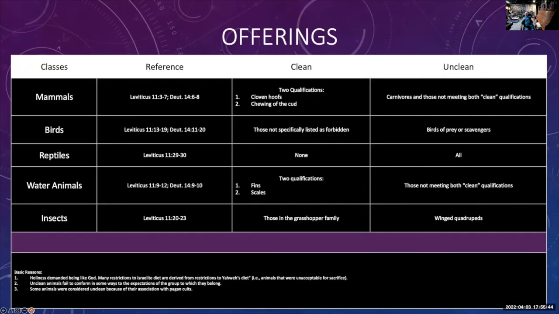offerings for animals, clean and unclean animals, mammals, birds, reptiles, water animals, and insects. Passages that refer to them, and then whether they're clean or not, how to determine if they're clean or not. We see that like all reptiles, for example, are unclean. Don't eat them. Don't sacrifice them. The basic reasons: holiness demanded being like God. Many restrictions to Israelite diet are derived from restrictions to Yahweh's diet, animals that were unacceptable for sacrifice. So they ate only what was acceptable generally for sacrifices.